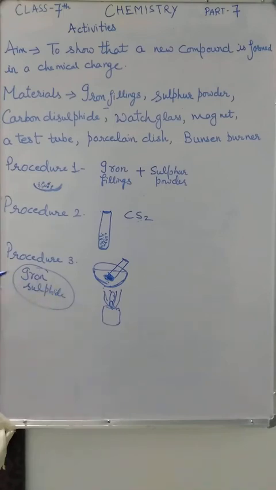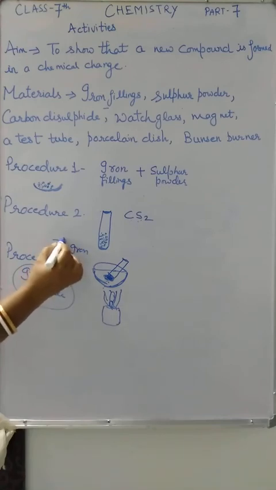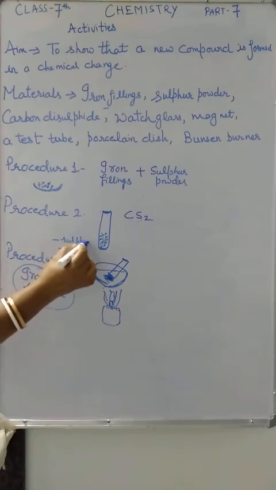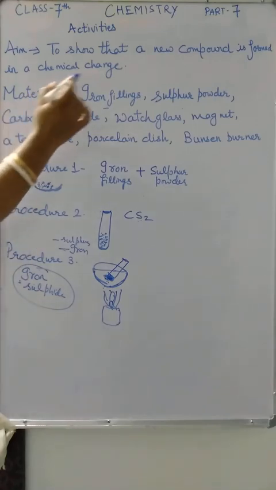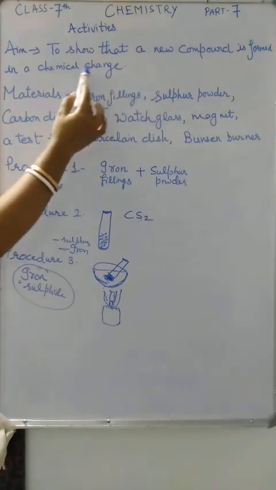All of you understood, I think. Iron has some different property, sulfur has some different property, but this new compound is also totally different and has different properties. So this is a new compound, a new substance. So we can say that a new compound is formed in a chemical change.